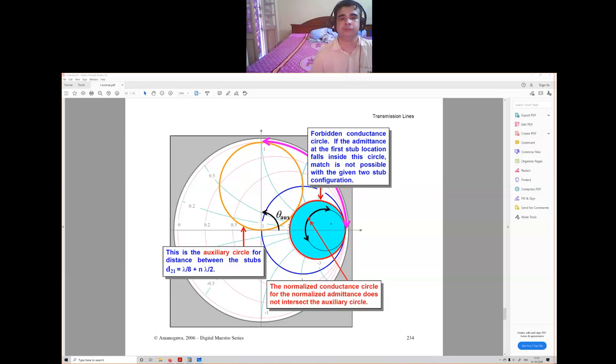Question is why? Can anyone tell why it is not possible to match any admittance which lies in the blue circle using double stub matching? Can anyone tell me what is the problem? Assuming that the admittance is here, this red dot, why cannot we match it? It is not possible to match it. Why?